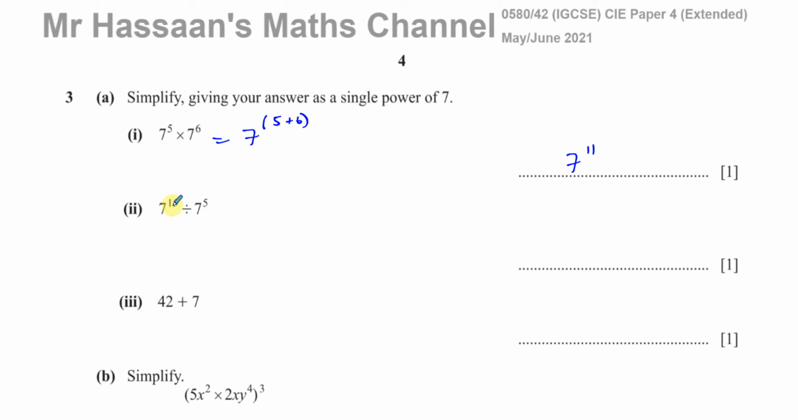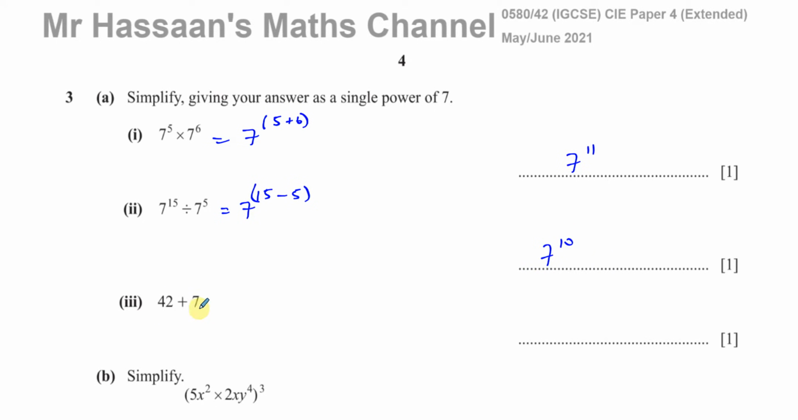And here we've got 7 to the power of 15 divided by 7 to the power of 5. In this case, when we are dividing numbers in index form with the same base, we have to subtract the powers. So it's 7 to the power of 15 minus 5, which is 7 to the power of 10. We can understand this also if I write 7 times itself 15 times divided by 7 times itself 5 times. 5 of those 7s will cancel out, leaving you with 10 sevens on the top. So you've got 7 times itself 10 times, which is 7 to the power of 10.